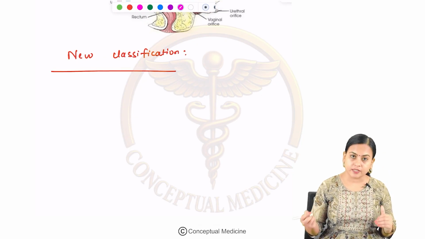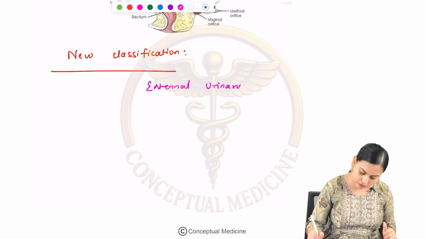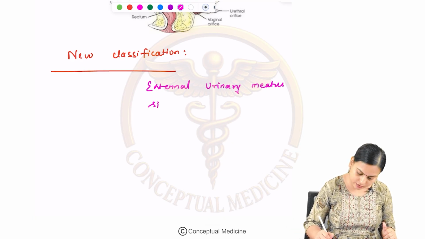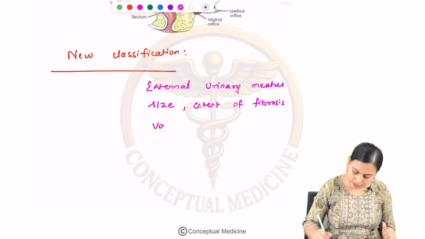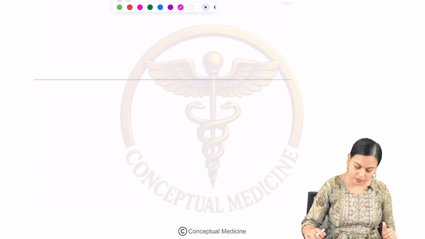Right. There is also another new classification given now. It is based on the distance from the external urinary meatus, the size and extent of fibrosis, vaginal length and other special considerations. Okay.